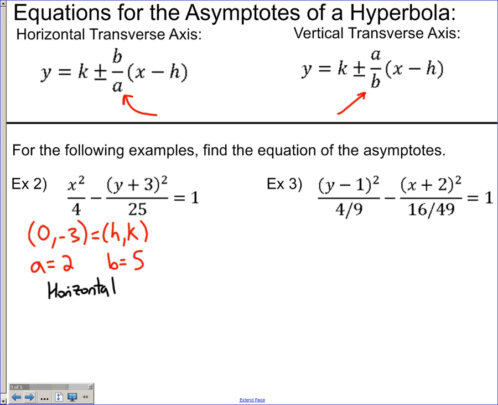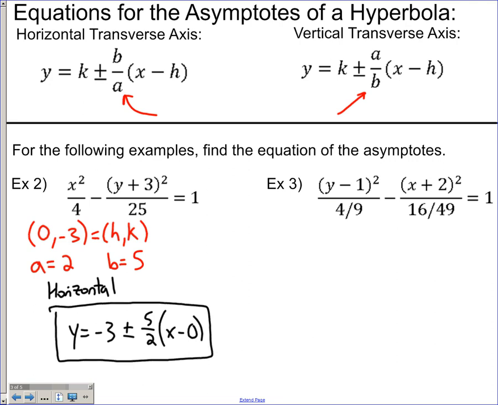Sorry, horizontal hyperbola, I should say. X squared term comes first, so I'm going to use the equation directly above this, and I get y equals k, so -3, plus or minus b divided by a, so 5/2, times parentheses x minus 0. So that would be the equation of my two asymptotes. The next hyperbola that we see is a vertical.